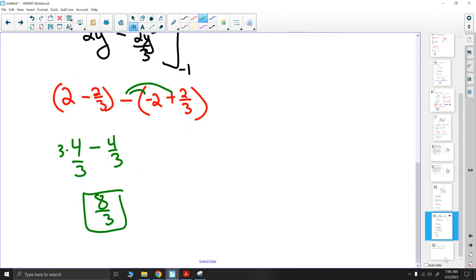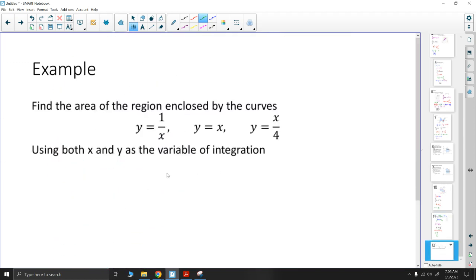All right, let's do another one. Find the area of the region enclosed by the curves using both x's and y's as a variable of integration. So essentially, in something like this, let me take a look at explaining this as something that we can do in both x's and y's, because again, they should be the same regardless. I mentioned that in the previous one, but let's actually see that in action.